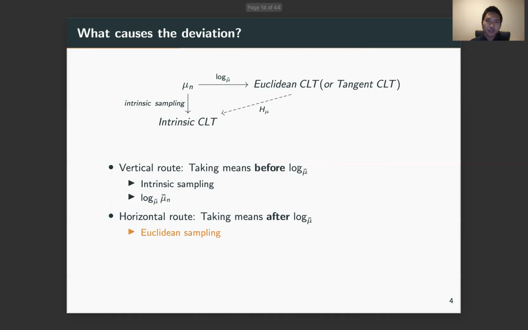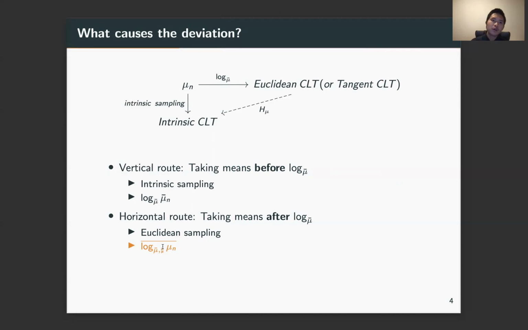The second process, though, we can do simpler. We have n sample points, and we can map those n sample points to the tangent space at mu bar via the logarithm map. So now we have n sample points on the tangent space. We can take the Fréchet mean of those, which is then just taking the average. That's very simple. That process is taking means after the log map, and that's what we call Euclidean sampling. And that process will give us the Euclidean central limit theorem.